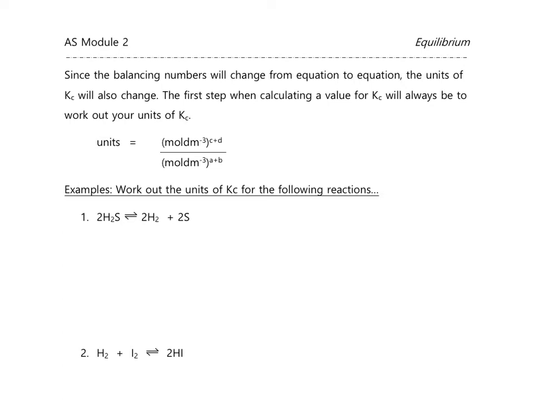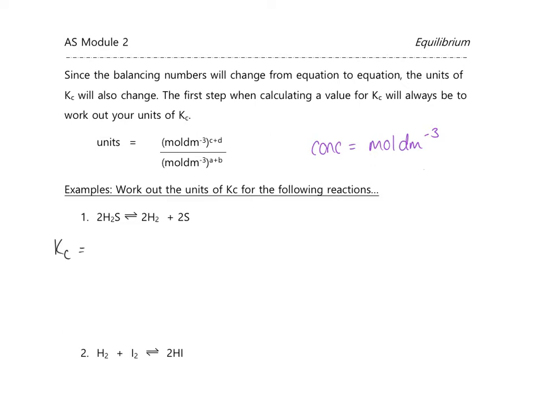So we need to think first of all, Kc is written in terms of concentrations. What is our unit of concentration? It's moles per decimeter cubed. So each of our concentration values within our Kc expression will be written with the units of moles per decimeter cubed. The easiest thing to do for this is actually to write your expression for Kc first of all. So let's look at example 1 here.